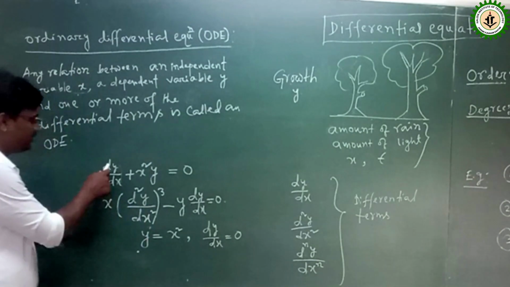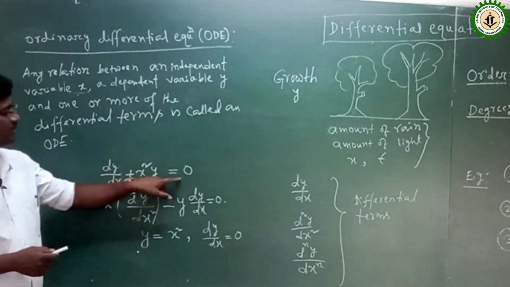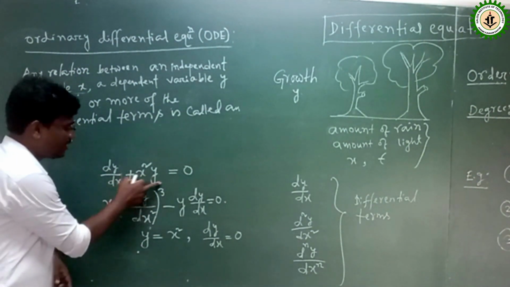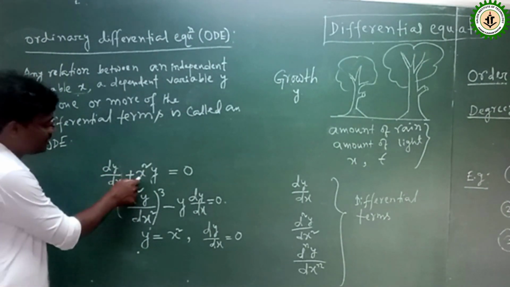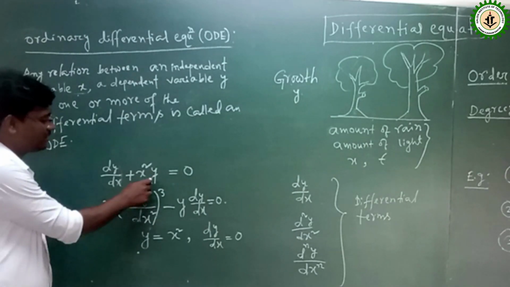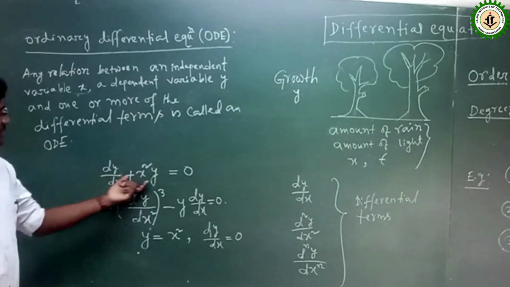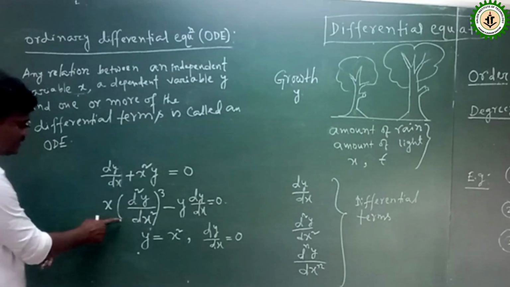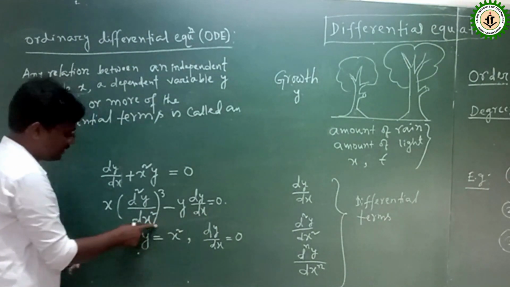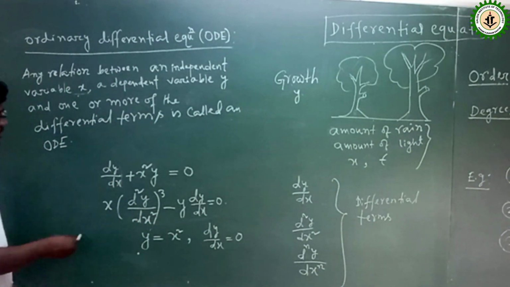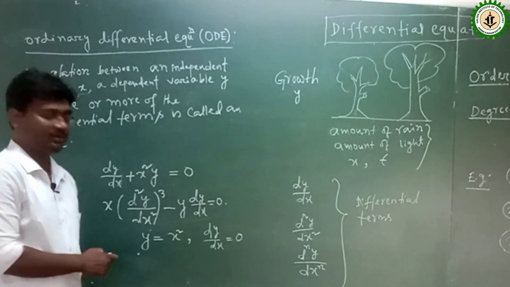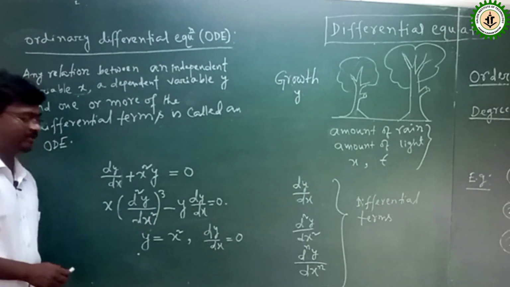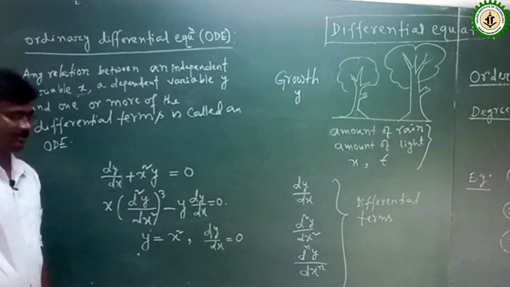So look here, dy by dx plus x square y equal to 0. This is an ordinary differential equation. This is the differential term, x square is the independent variable and y is the dependent variable. Okay, so this is a differential equation. Similarly, this is also an ordinary differential equation, because here the number of independent variables is only one. Here x is the independent variable and y is the dependent variable.